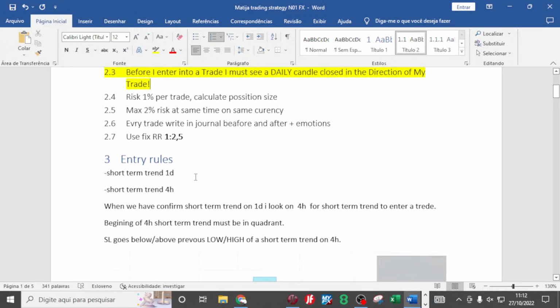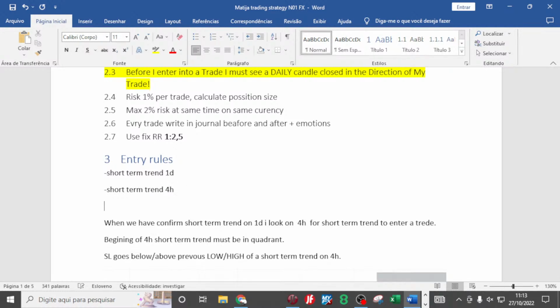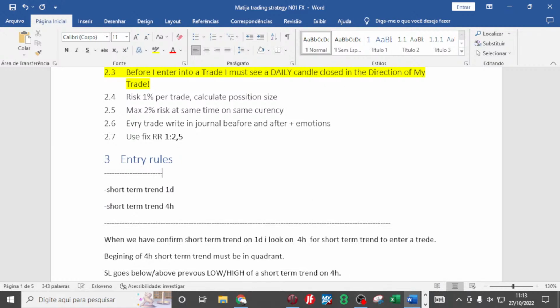Entry rules, short-term trend on the daily, short-term trend on the 4-hour chart. Okay, here is the question. How are you going to choose, everybody, one or the other? Okay, Mattia, you need to choose one. Are you going to trade the short-term trend on the daily, or are you going to trade the short-term trend on the 4-hour chart?